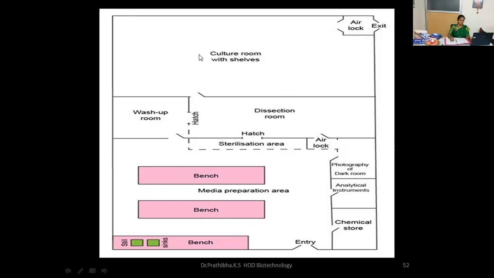Then next, coming to the culture room. This culture room is used to keep plant cell cultures at their optimum temperature, light, and humidity. This room should be equipped with an air conditioner, which is used to provide the optimum temperature condition. Generally for plant cell cultures, 25 plus or minus 2 degrees Celsius is optimum.